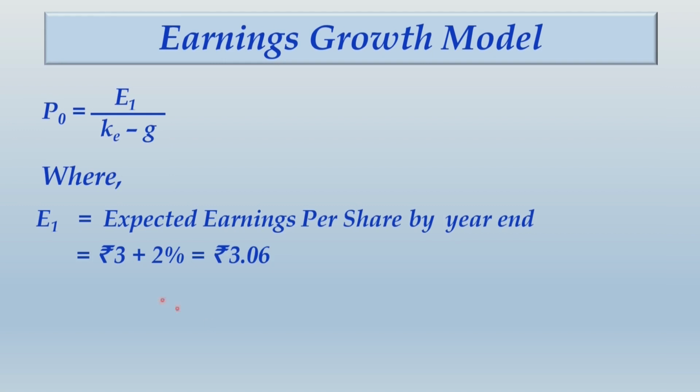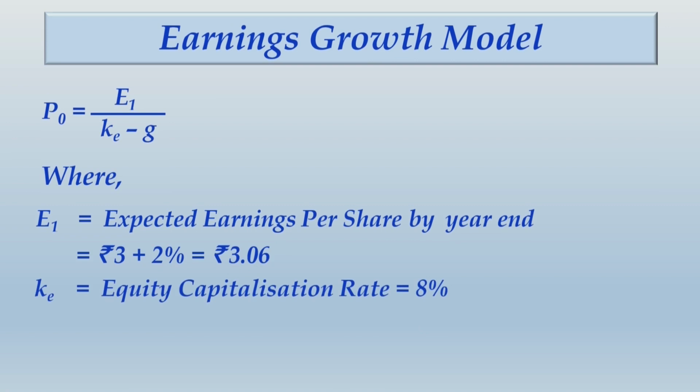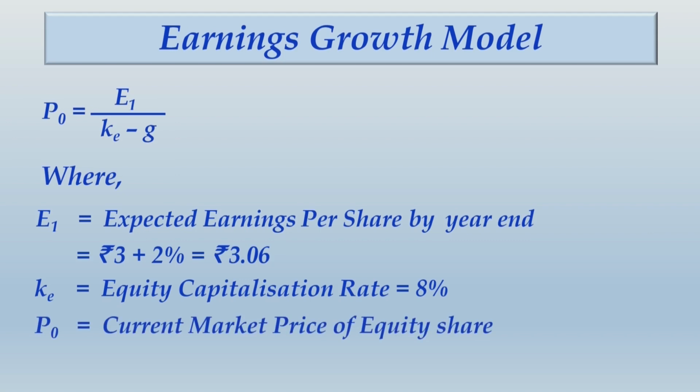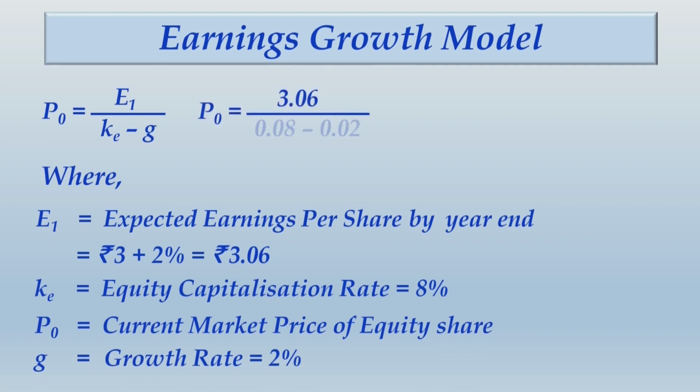Notice one thing, rupees 3 was informed as the current EPS, correct? So the growth rate being 2%, the expected EPS for the next year would be 3.06. Equity capitalization rate in the second part has been taken as 8%, and P0 is what you have to find out. Growth rate given in the question is 2%. P0 is 3.06 divided by 0.08 minus 0.02, and that comes to rupees 51.